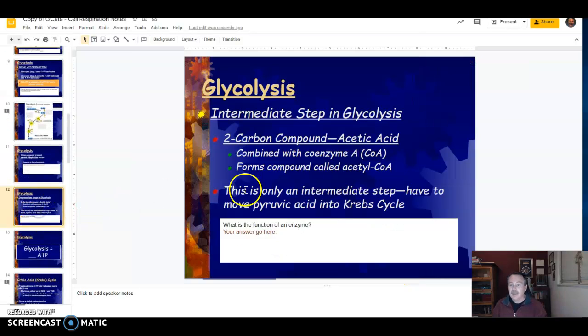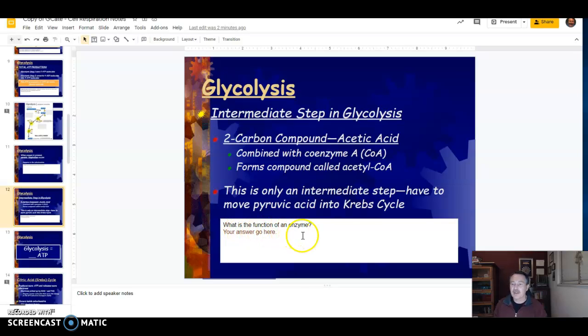Okay. Then we're down to this one here. This is slide 12. Intermediate step in glycolysis, and it goes through with the Acetyl-CoA, where it's combining acetic acid and coenzyme A, or CoA. And you combine those two together, and that's an enzyme that couples with the pyruvates to manipulate their shape and to then carry them across the membranes of the mitochondria.